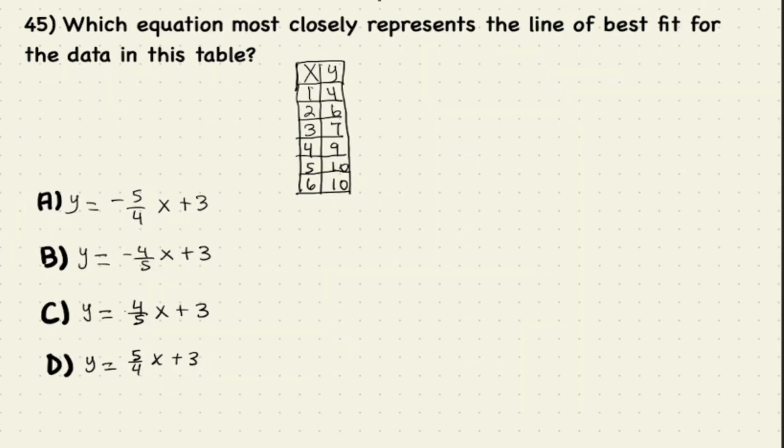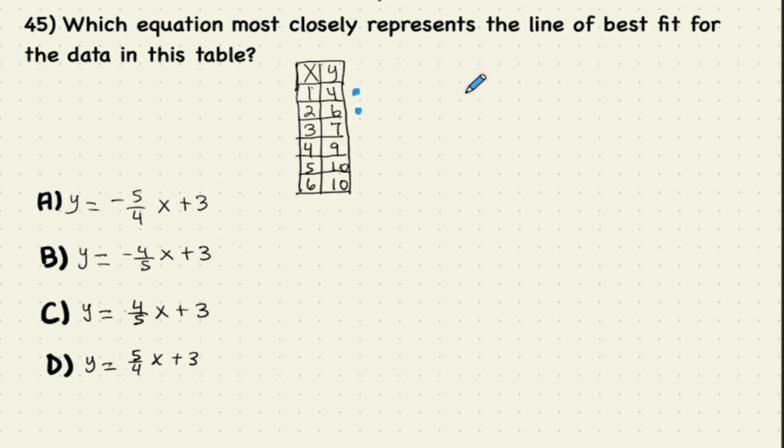Number 45. Which equation most closely represents the line of best fit for the data in this table? So as you can see, we have a table with x and y values. And so these are points. All right. And so if you take a look at the answer choices, we have to choose the best equation that represents the line of best fit. So what I'm going to do is select 2 points out of this table. So I'm going to choose 1, 4 as well as 2, 6.